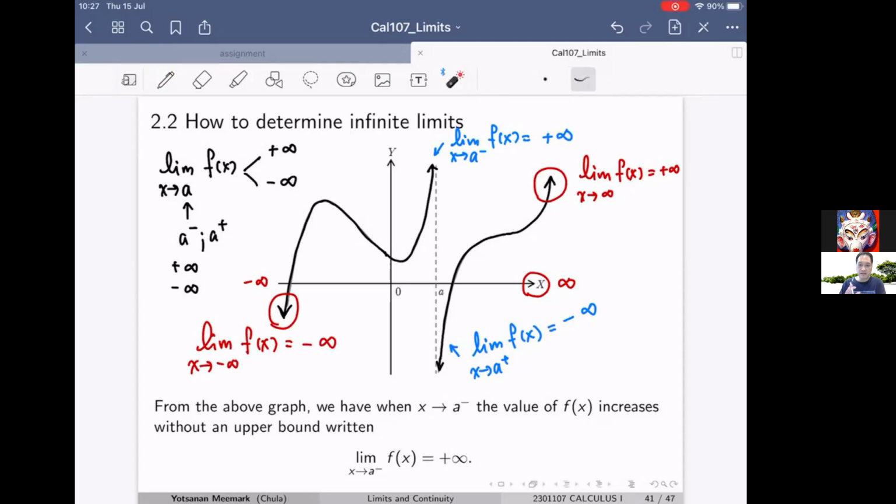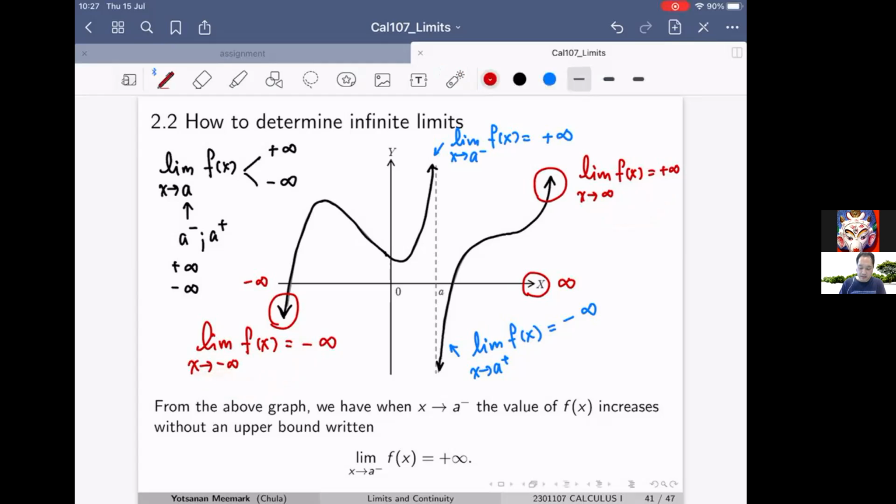Again, this is not always the case. It just happens that as your x goes to infinity, your function goes to positive infinity as well. This is not always the case. And here, as your x goes to negative infinity, your function happens to go to negative infinity as well. It's not always the case.